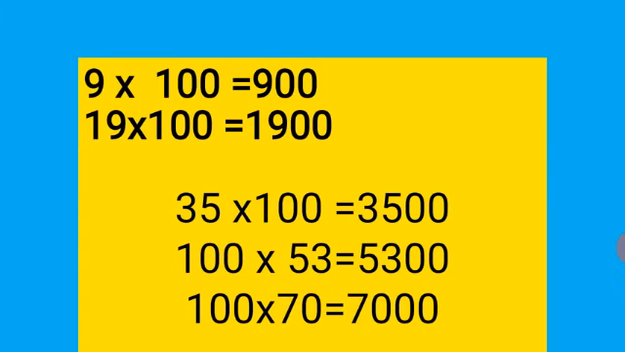Then you can see 35 into 100 is equal to 3500, and in other words, if you are going to multiply 100 by 53, again the same thing, 53 will be written as it is, and then it is going to be followed by 2 zeros. Then 100 into 70 means 1 is to be multiplied by 7, 7 is there, and now it is followed by 3 zeros. Why there are 3 zeros? Because 2 zeros are taken from the 100 and 1 zero is taken from the 70, right? So it is followed by the 3 zeros.